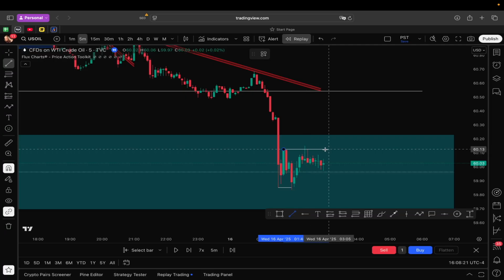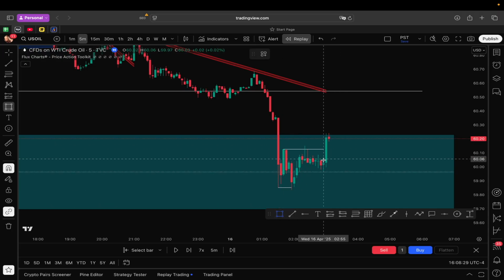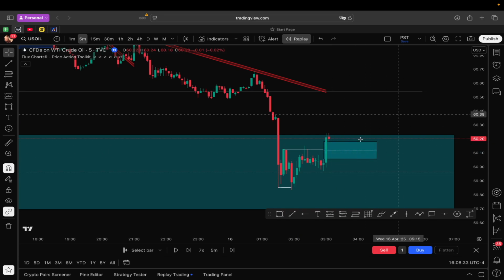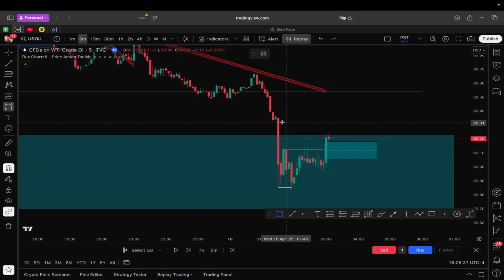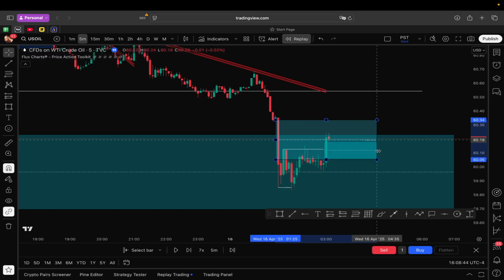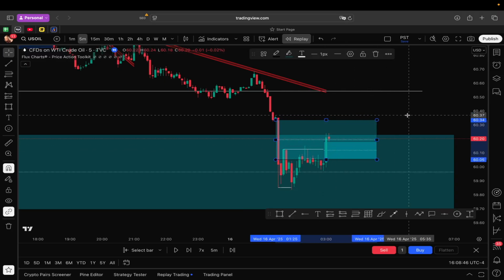Now we're waiting for price to close above this level. There we go. And as you can see, we left a fair value gap right over there. And as you know, I like trading inverse fair value gaps. And here you can see we have an inverse fair value gap with that fair value gap rested right over there.